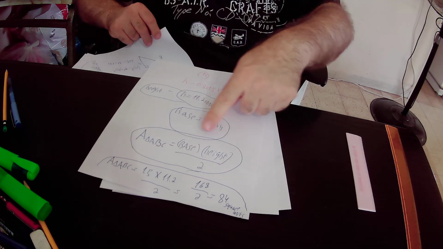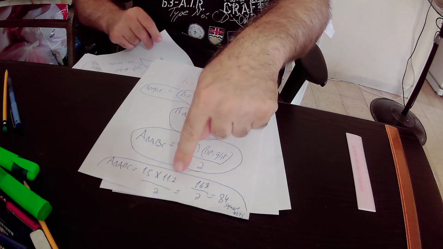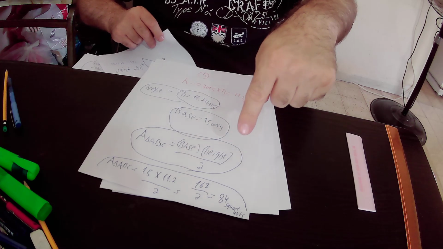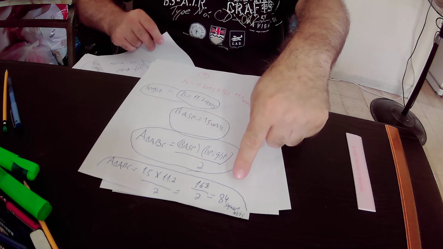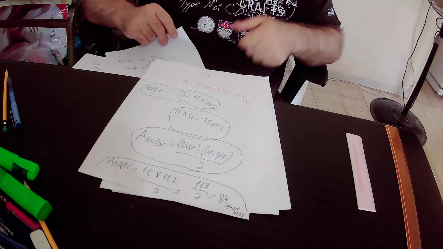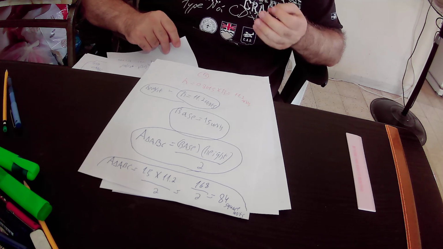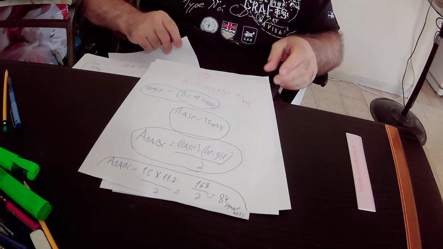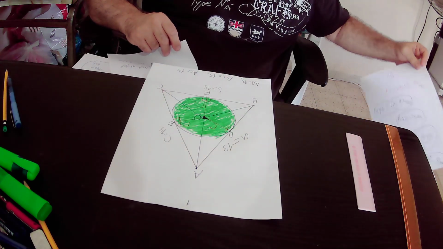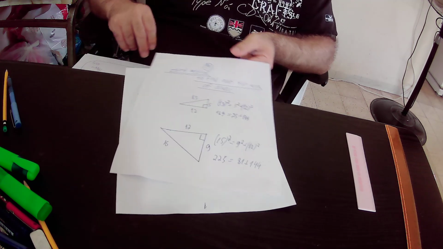Again, the base equals 15 units, the height equals 11.2 units. So the area of triangle ABC equals 84 square units. Okay, so that was the second method to find out the area of triangle ABC. And then I presented to you a third method to find out the area of triangle ABC.